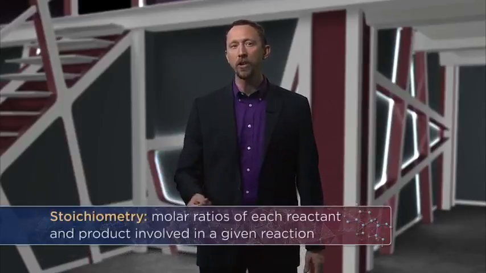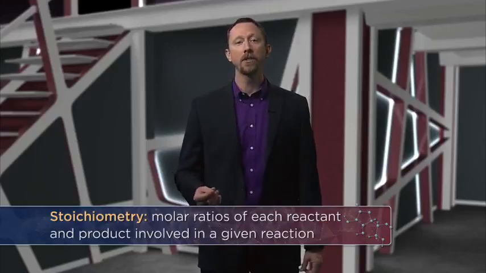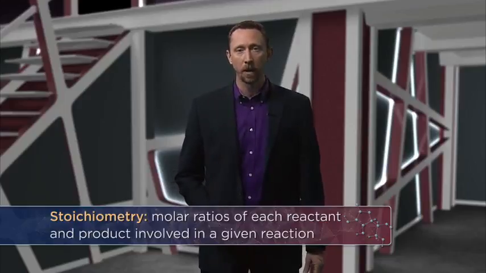This is the inspiration for placing a coefficient before each species in my reaction. The coefficients of all reactants and products are carefully chosen to ensure that an equal number of each kind of atom appears on both sides of the equation. We call this relationship, the molar ratios of each reactant and product involved in a given reaction, a reaction's stoichiometry. When the coefficients properly account for this, we call a chemical equation balanced.